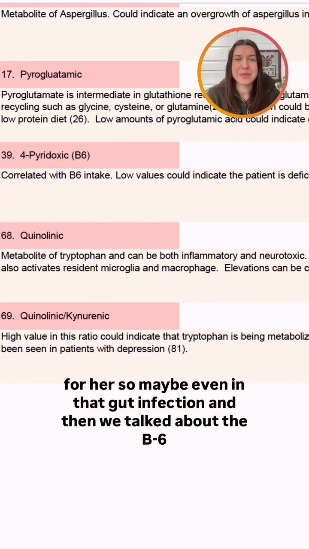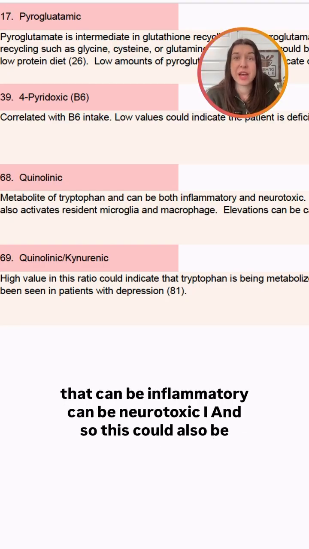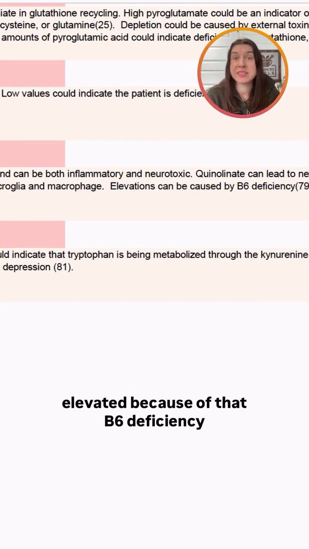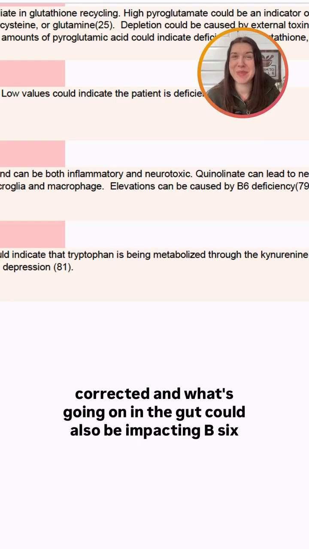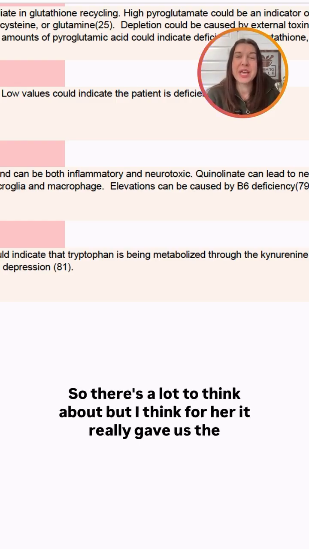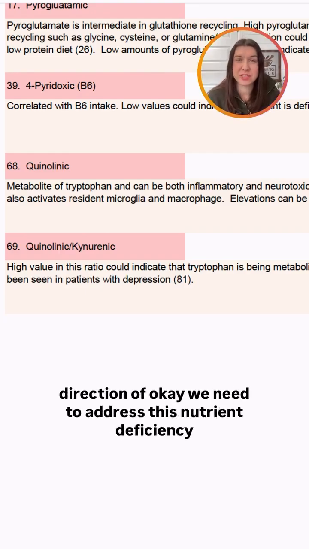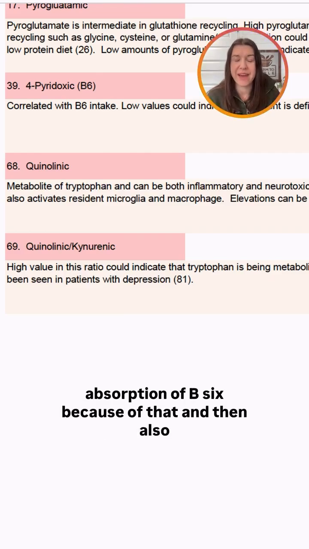And then we talked about the B6 marker, but then the quinolinic acid is actually a metabolite of tryptophan. So that can be inflammatory, can be neurotoxic. And so this could also be elevated because of that B6 deficiency. So for her, we definitely want to make sure that that B6 deficiency is corrected. And what's going on in the gut could also be impacting B6 absorption too. So there's a lot to think about, but I think for her, it really gave us the direction of, okay, we need to address this nutrient deficiency. She's on metformin. Maybe there's a little bit of impairment in the absorption of B6 because of that.